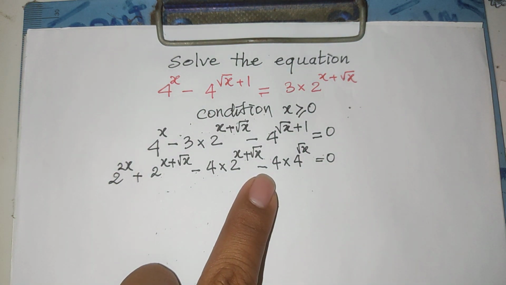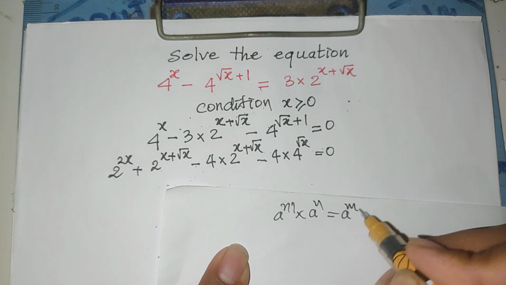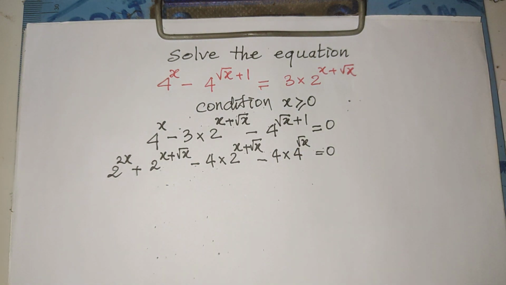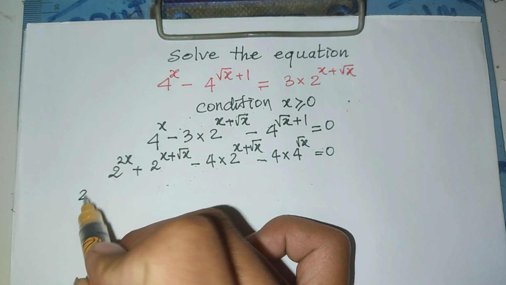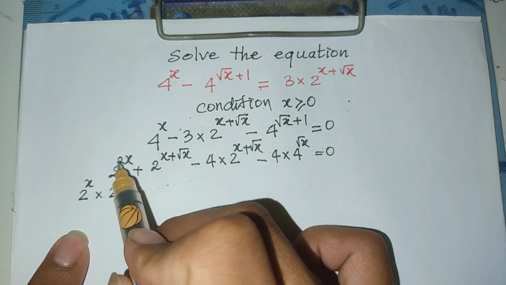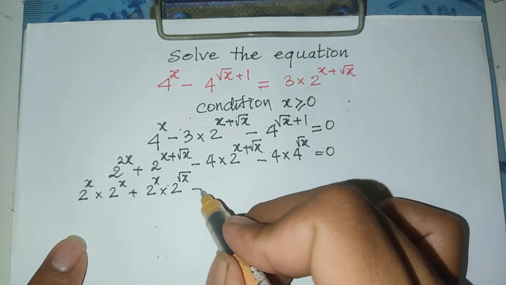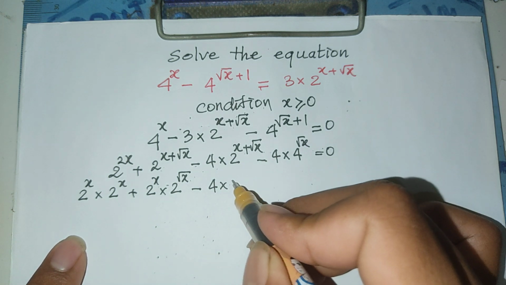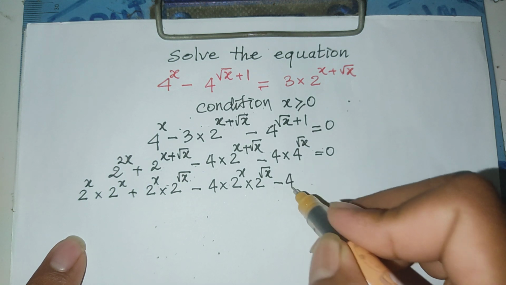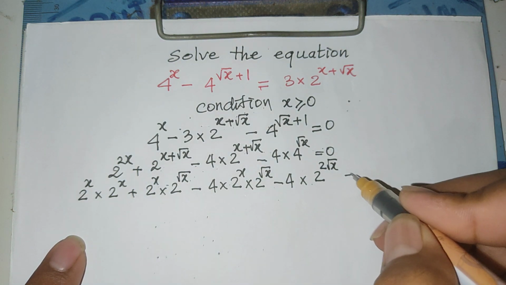But if we use the formula, we know that a^m multiplied by a^n is equal to a^(m+n). So this power 1 multiplied by this, we get 1 plus square root x. Now we can write 2^x multiplied by 2^x, and when we multiply this, we get 2^(x+x), which is 2^(2x). And we get 2^x multiplied by 2^√x minus 4 multiplied by 2^(2√x) equals 0.